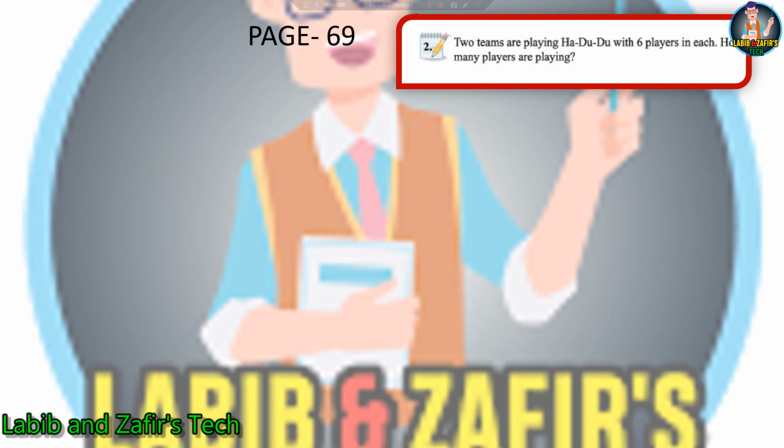So students, we are now at page 69 and here is the question. So let's go through the question. Two teams are playing Hadoodoo with 6 players in each. How many players are playing?